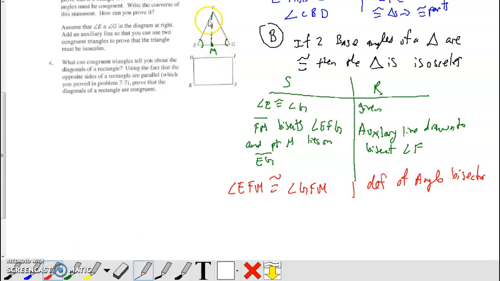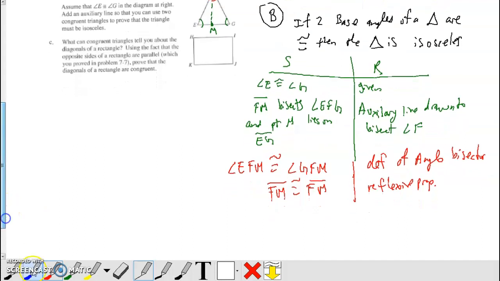Bisector. So that's great. I got that guy and that guy are the same. And now because I drew FM, I also get to say that FM is congruent to FM, and we'll say reflexive property. So again, I have angle, angle, side. Last but not least, I'm going to say that triangle EFM is congruent to triangle GFM, by angle, angle, side.